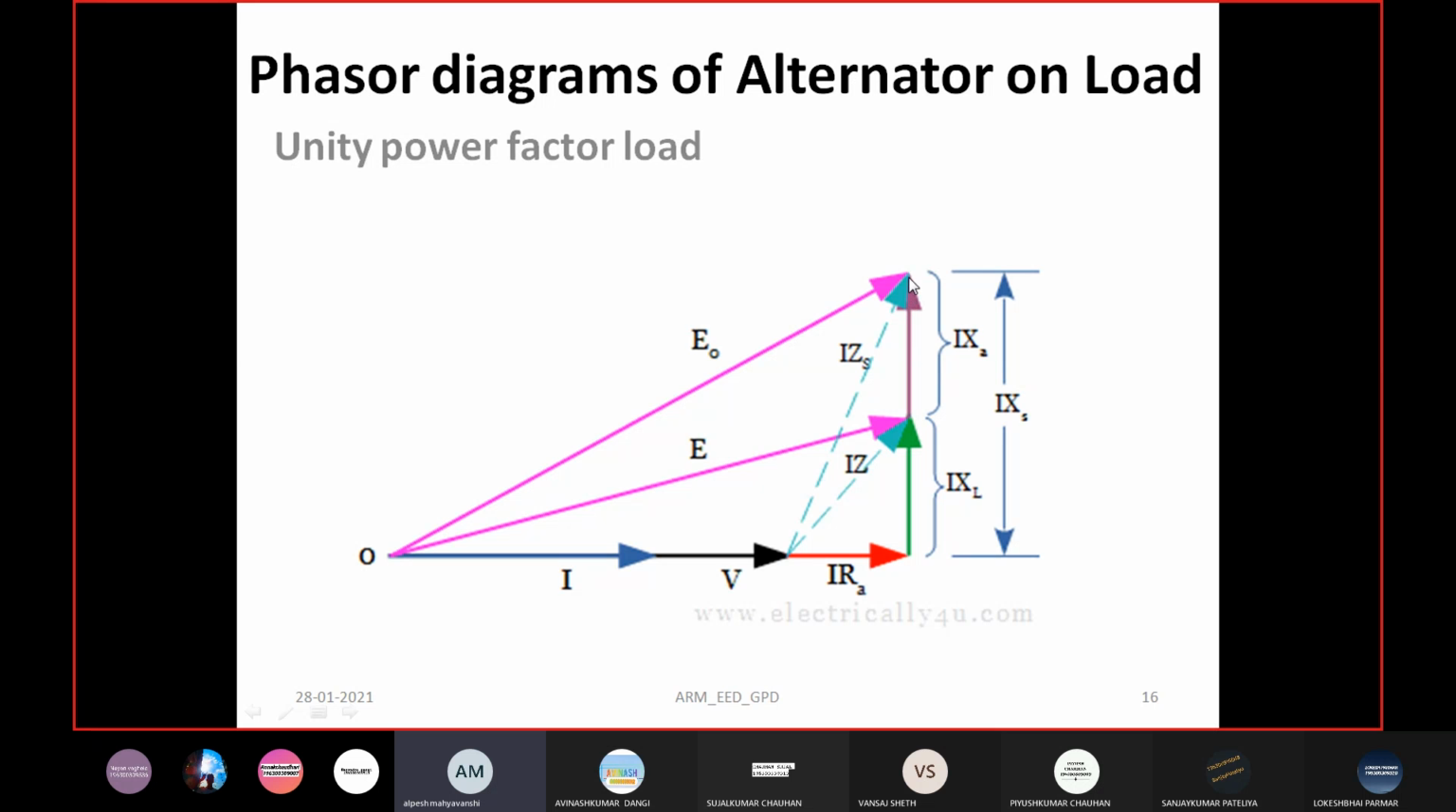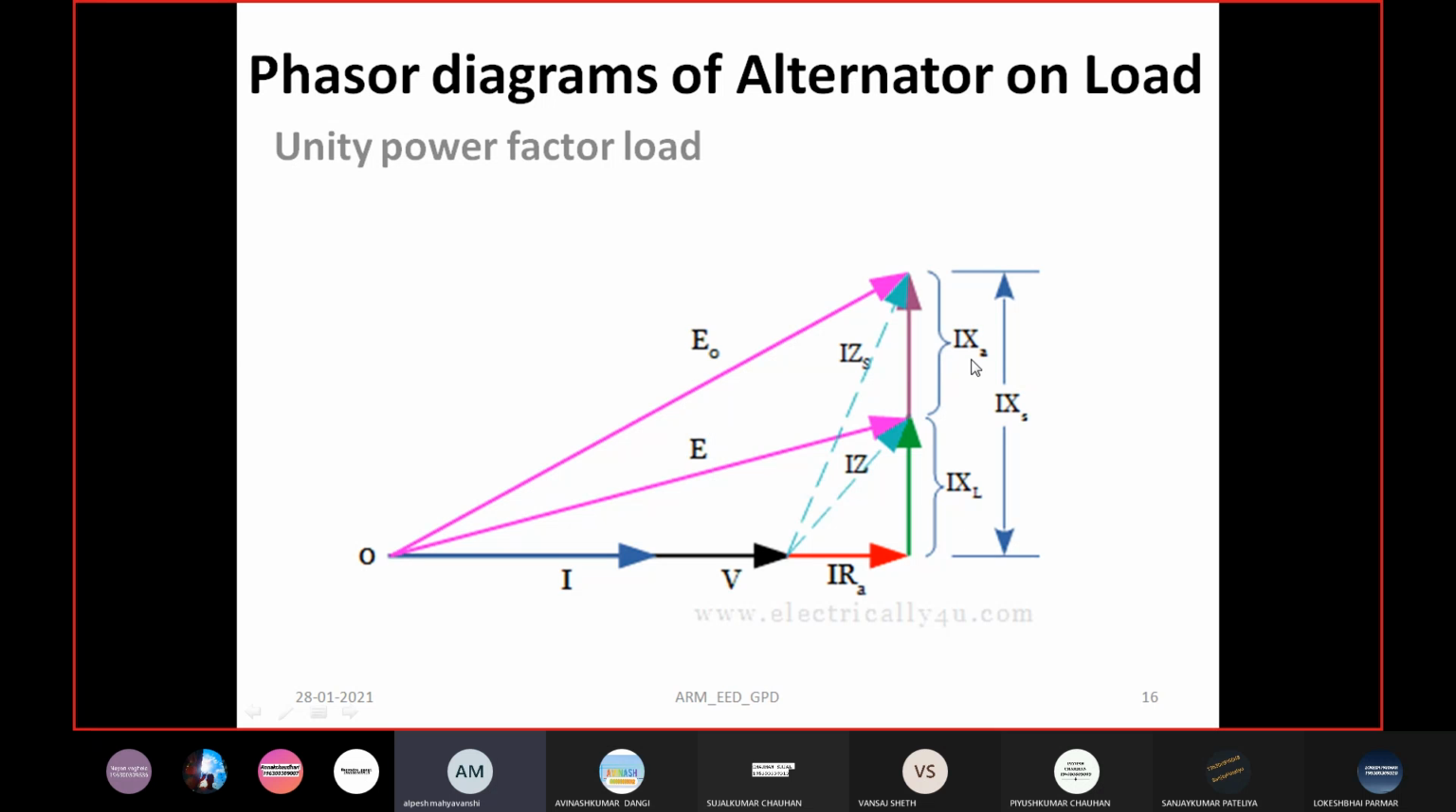Okay, so now connect this point and O point. If we connect O point and this point, that gives the E0, that is the no load induced EMF, that is, load is not connected. Now connect O point and this point, it will give the on load induced EMF, that is E. Here it is E0, here it is E.